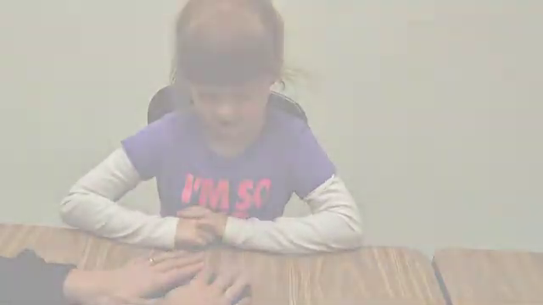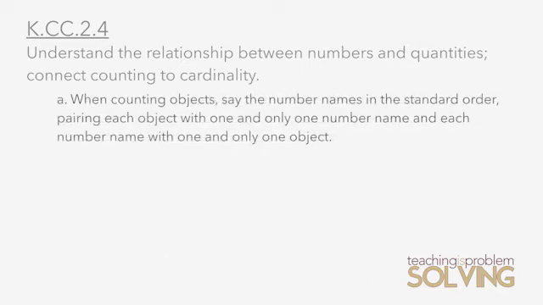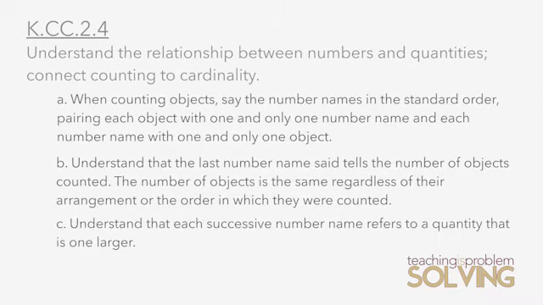So we define conservation of cardinality as the ability of a student to understand that when the order of a set of items is changed, the cardinality of that set remains unchanged. In the standard, you can find this principle where it reads, the number of objects is the same regardless of their arrangement or the order in which they were counted.